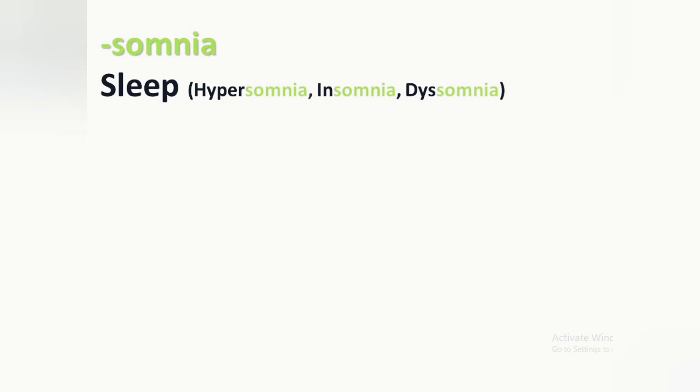For example, hypersomnia. Hypersomnia means if you are sleeping more than 8 hours, then it is known as hypersomnia. Or if you are sleeping at night as well as during the daytime, then the condition is known as hypersomnia. Another term is insomnia. Insomnia means if you can't sleep more than 3 days in a week, then the condition is known as insomnia, difficulty in sleeping. And another term is dysomnia. Dysomnia means a change in the pattern of sleep. If there is difficulty in the sleeping pattern, then the condition is known as dysomnia.